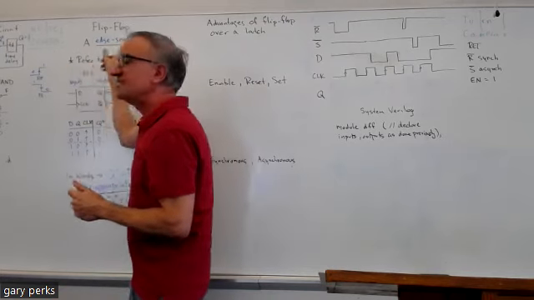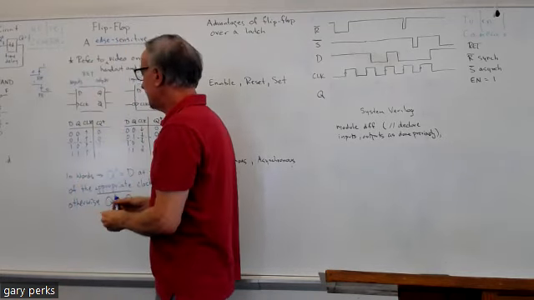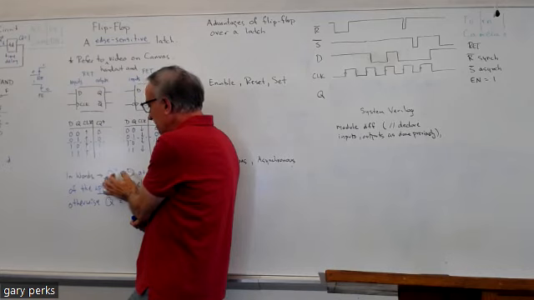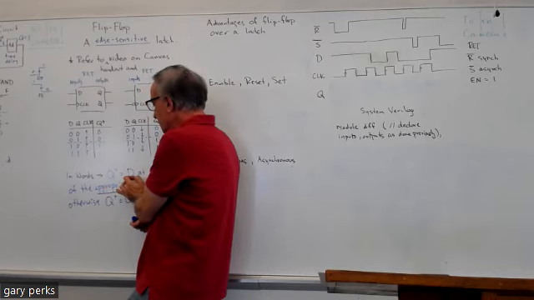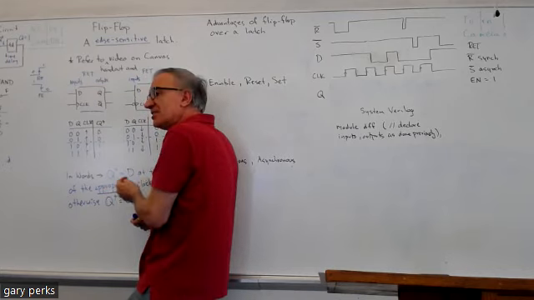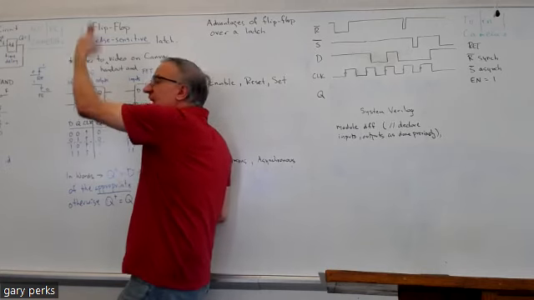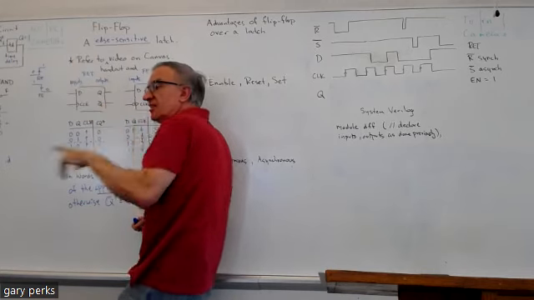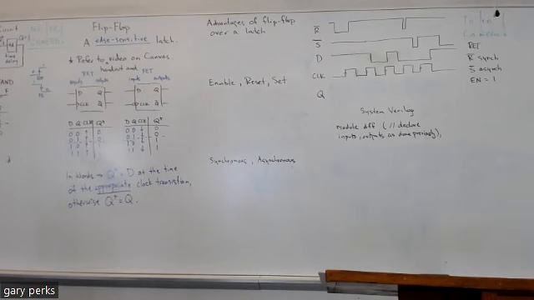That's the edge sensitivity. The edge sensitivity is that this next data Q is going to equal whatever input D is only on a transition, only on an edge. And what makes it edge sensitive is that additional couple of gates there, additional mitigation with a NOT gate.